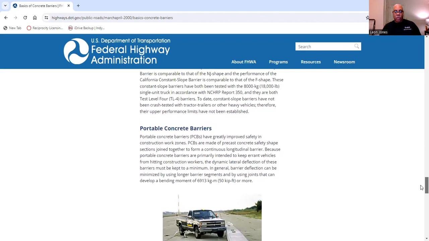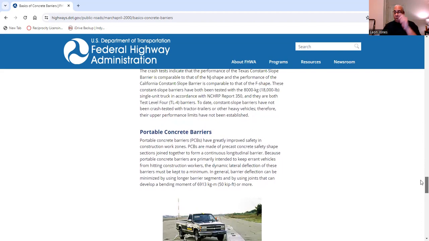Now, there are also portable concrete barriers. These are the ones that the contractors use when they're out there constructing a road. They put them up, they put them down. Now, these are known as PCBs. They have greatly improved safety in construction work zones. PCBs are made of precast concrete safety shape sections.